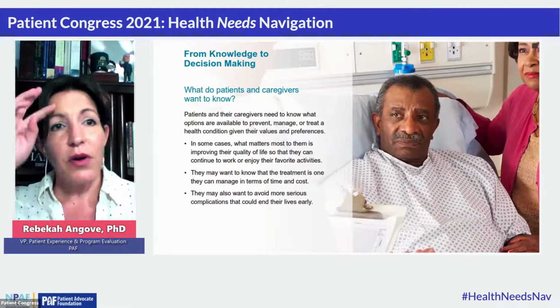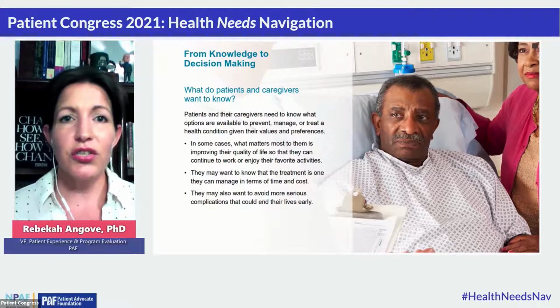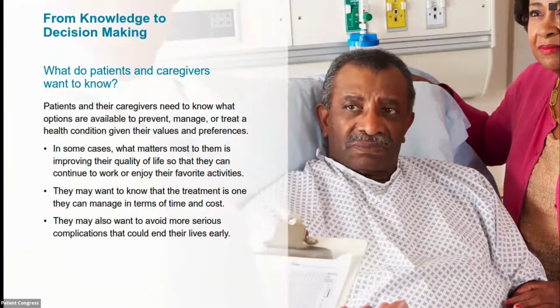So really, the idea is that we're moving from just having knowledge to making decisions, and focusing a lot on what patients and caregivers need to know, specifically around the options that are available to them to prevent, manage, or treat a health condition, and really incorporating their values and preferences. Sometimes that's quality of life, so they can continue to work or do their favorite activities, spend time with family. Sometimes this is really driven by cost. Patients really want to know if a treatment is something they can manage in terms of cost. And sometimes it's about more serious complications or side effects, and not just quality of life, but length of life. So these are all things that patients are thinking about.